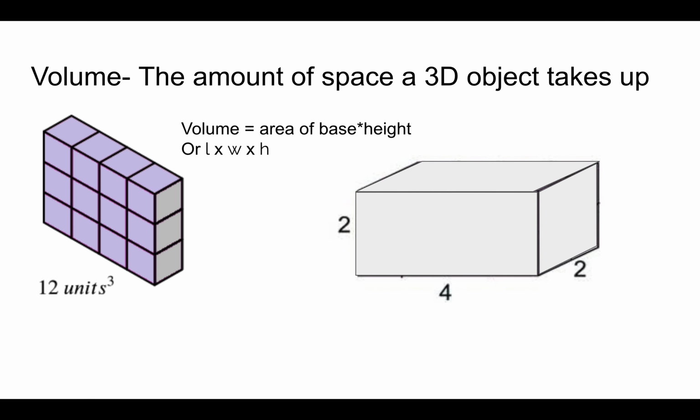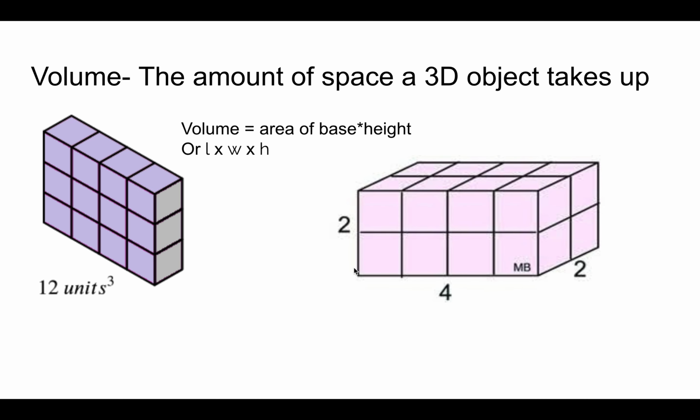If I look at this image over here, I don't have all my blocks drawn in, so the formula can come in handy. So here I have a length of 4, a width of 2, and a height of 2. So I can use that formula, and I can say the area of the base is length times width, so 4 times 2, which is 8, times 2 is going to give me 16.